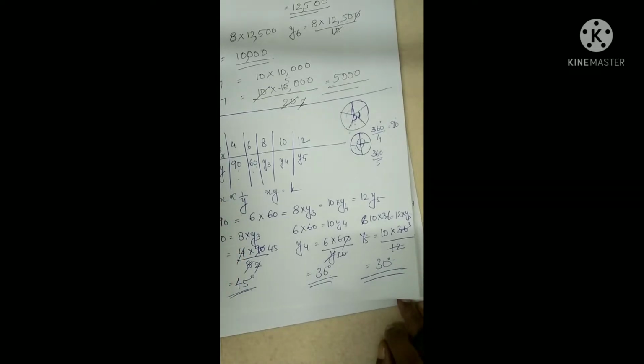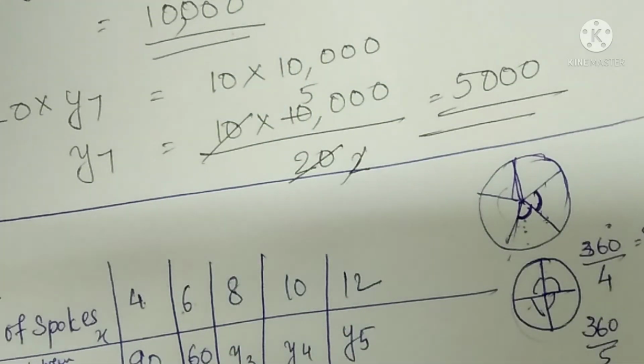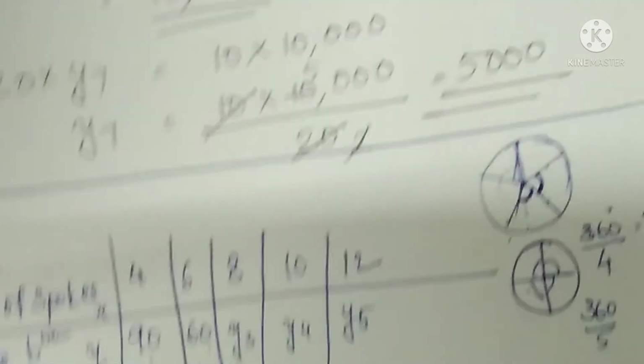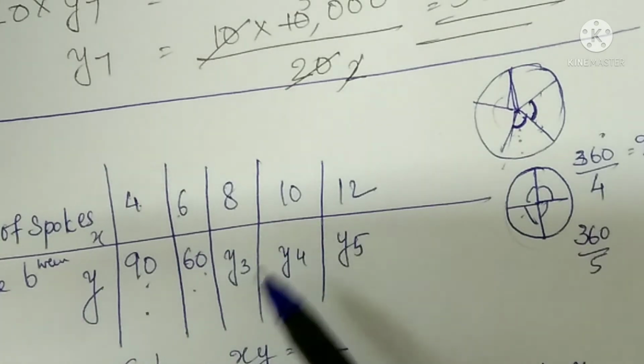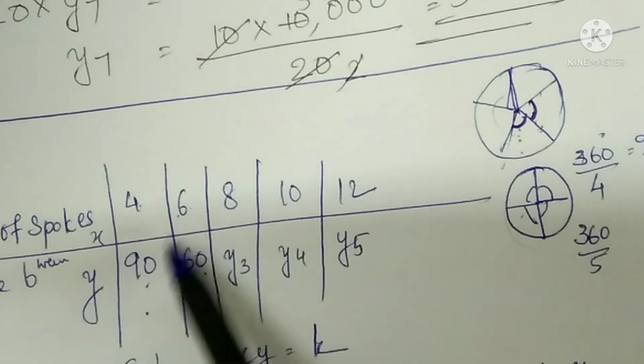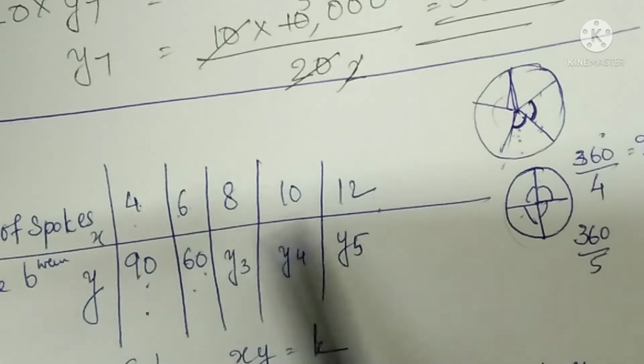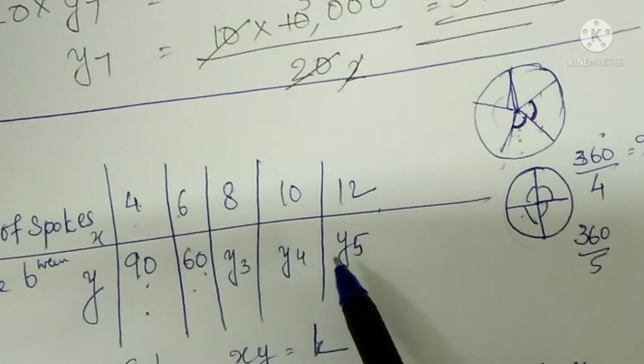So as the number of spokes increases, the magnitude of the angle between them decreases. Now here there are some questions. Are the number of spokes and the angles formed between the pairs of consecutive spokes in inverse proportion? Yes, they are in inverse proportion. Because you saw here, everywhere x into y is equal to k, and as the number of spokes increases, the angle between them decreases.